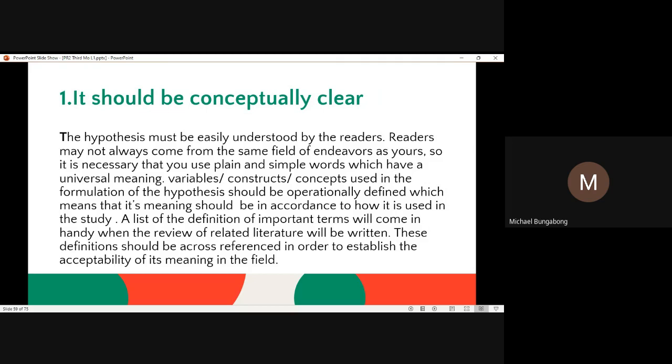All right. And remember, you have a list already of the definitions of important terms because you're already done with your review of related literature. Remember when I required you to read all the related literature and to explore the topics or areas that you want to check. So at least you now have your review of related literature.